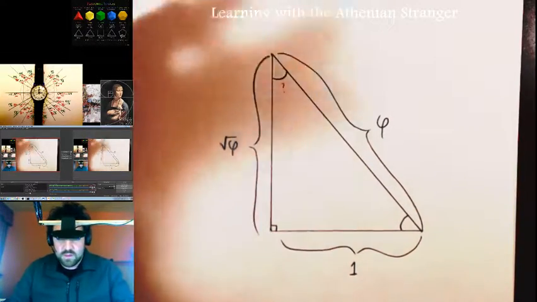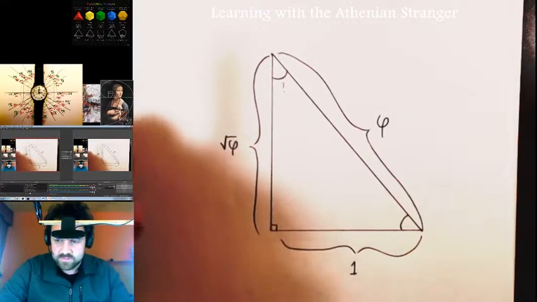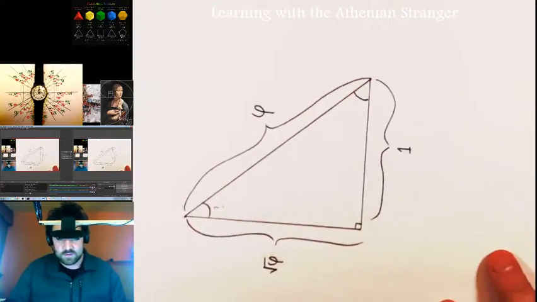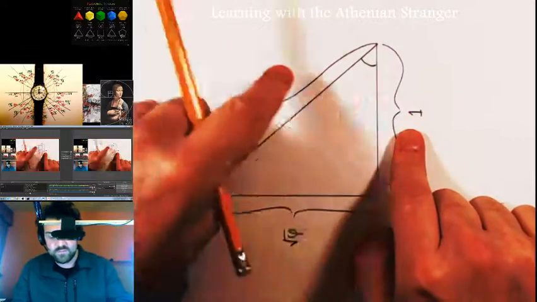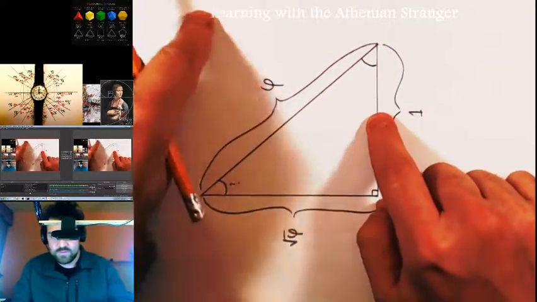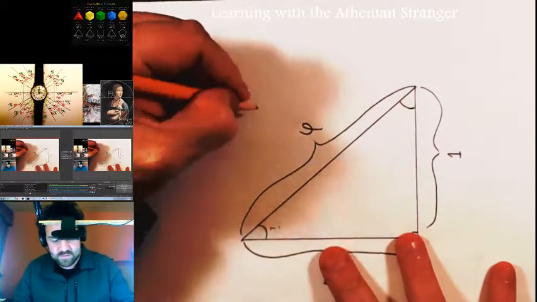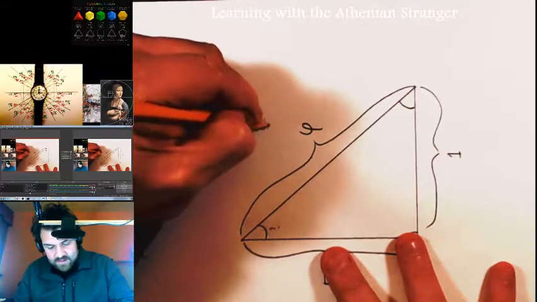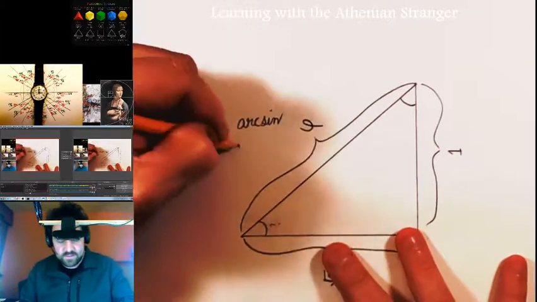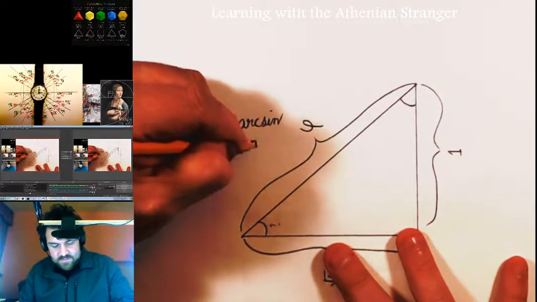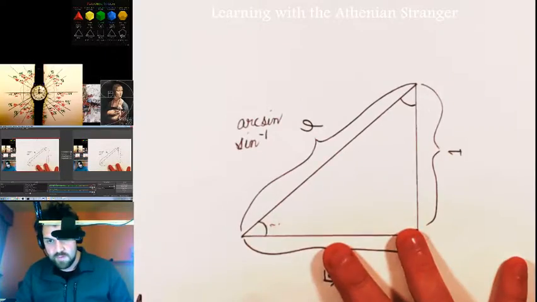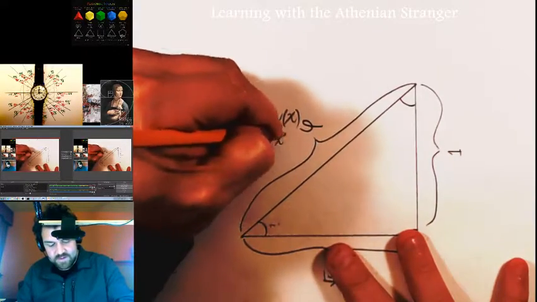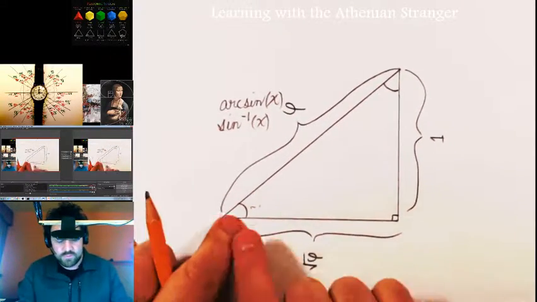Well, we can use something called the arcsin, or the inverse sine. And the arcsin or inverse sine, if I turn the page this way, the arcsin of 1 over phi will give me the angle right here. And the way that's written is you can either write arcsin out like this, or you can write out this symbol right here. You can write out sine inverse, the inverse sine, the arcsin of x, or the inverse sine of x. All right, that's what we're going to compute in order to find these two angles.